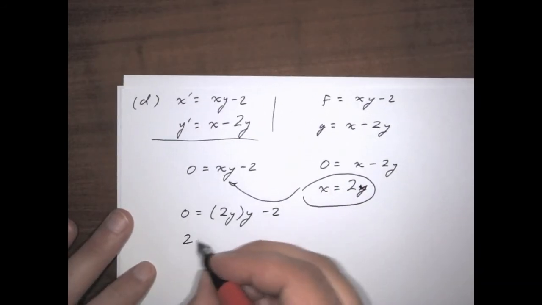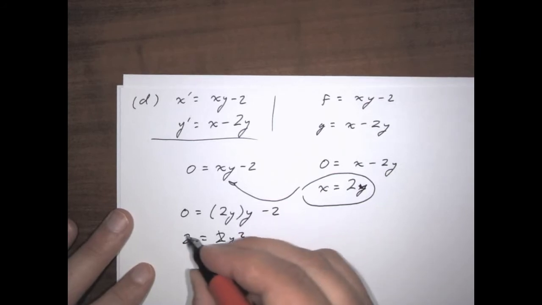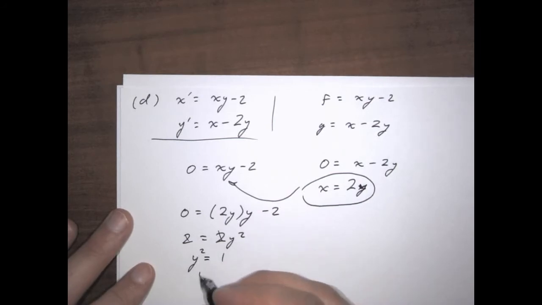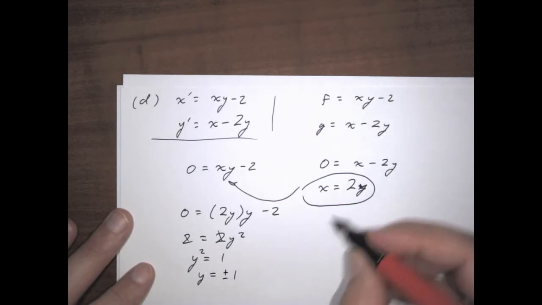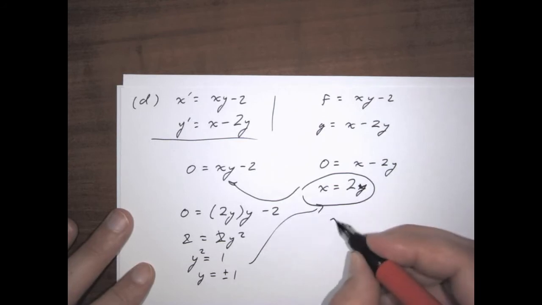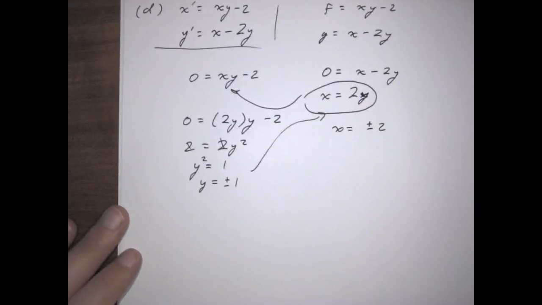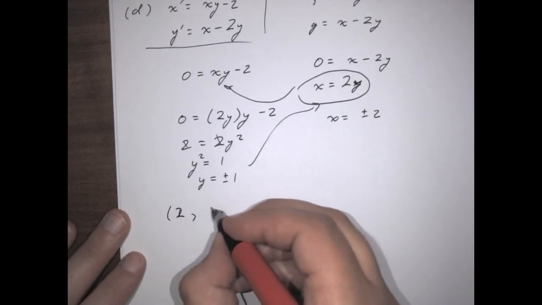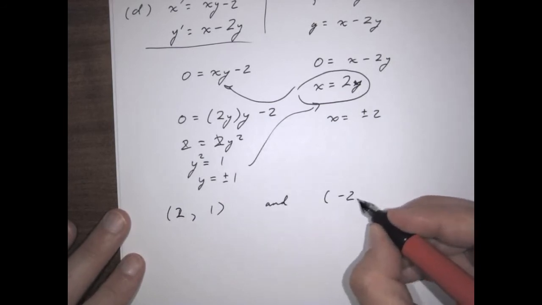So in other words, 2 equals 2y squared, which then the 2's would cancel. We'd have y squared equals 1, or y equals plus or minus 1, which then implies that x would equal plus or minus 2, and in particular, if y equals 1, x equals 2, and if y equals negative 1, x equals negative 2. So we're going to have 2, 1, and negative 2, negative 1.